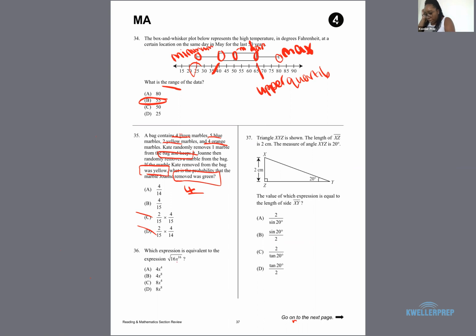Now, when you add up all these values, 4 plus 5 plus 2 plus 4, you get 15. But you don't actually have 15 because Kate removed 1 from the bag. So now you have 14. So 14 is the total number of marbles that you have. And that's why A is the answer.